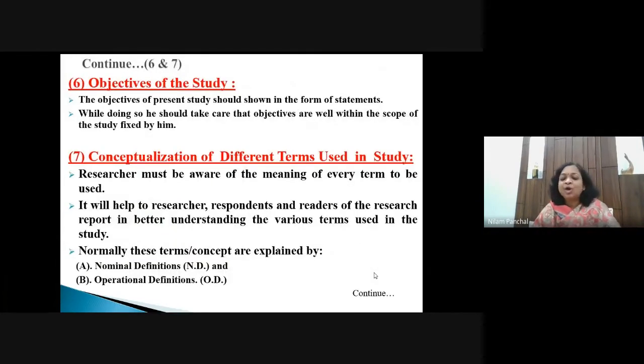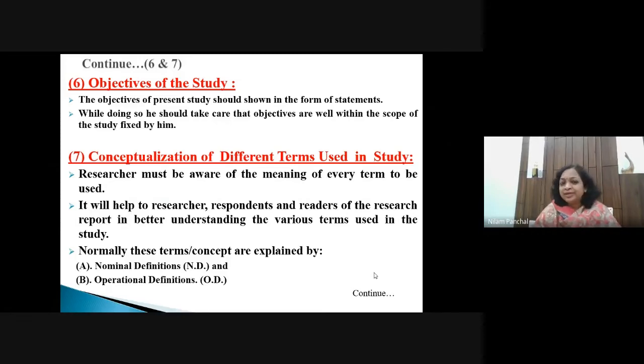The next is objectives of the study. Friends, this is very, very important when we are talking about the journey of the research. The objectives of research are very, very important. The objectives of the present study should be shown in the form of statements, right?